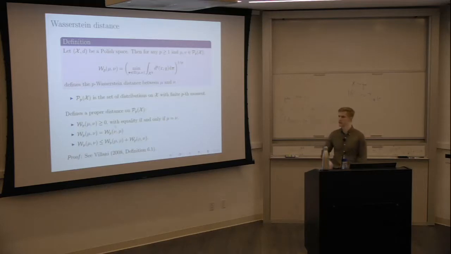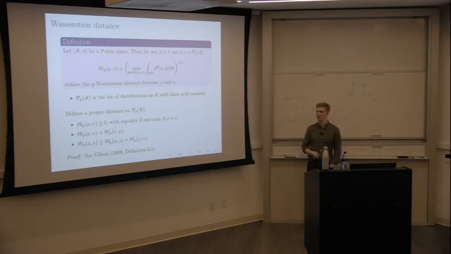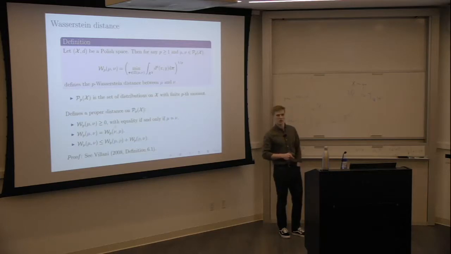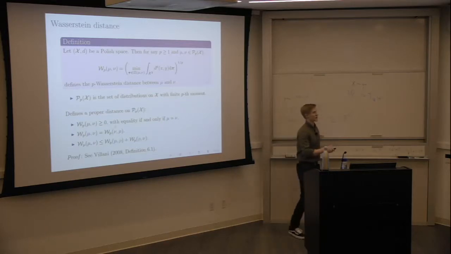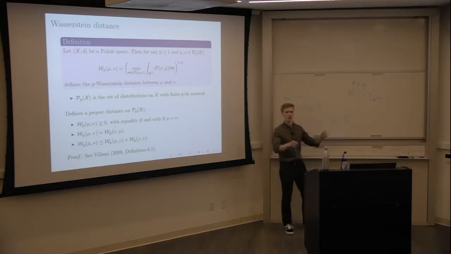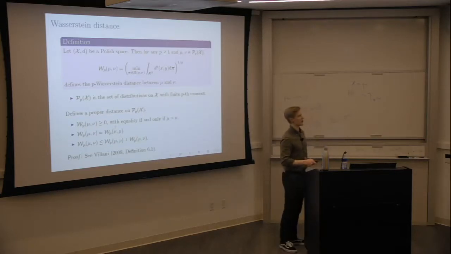So let's talk about the Wasserstein distance, which arises as perhaps the most important special case of the optimal transport problem that we've discussed so far. So again, let X be a Polish space now with a metric D. Again, if you don't know what this means, just think about R and the Euclidean distance. That kind of gives you everything you need to know.